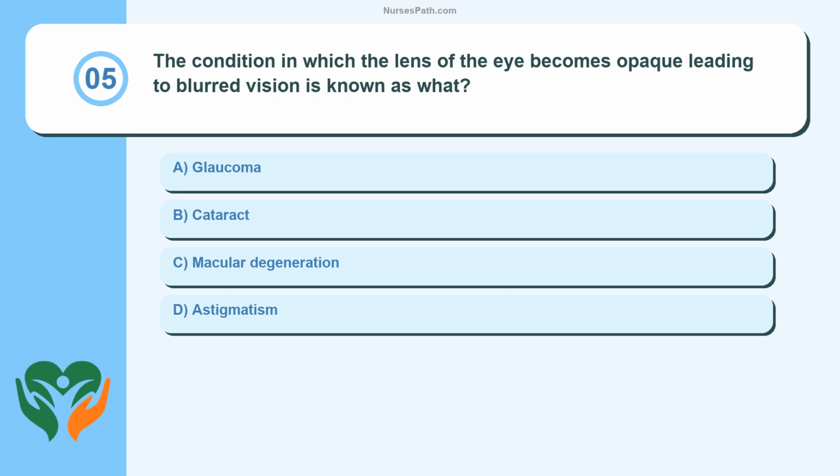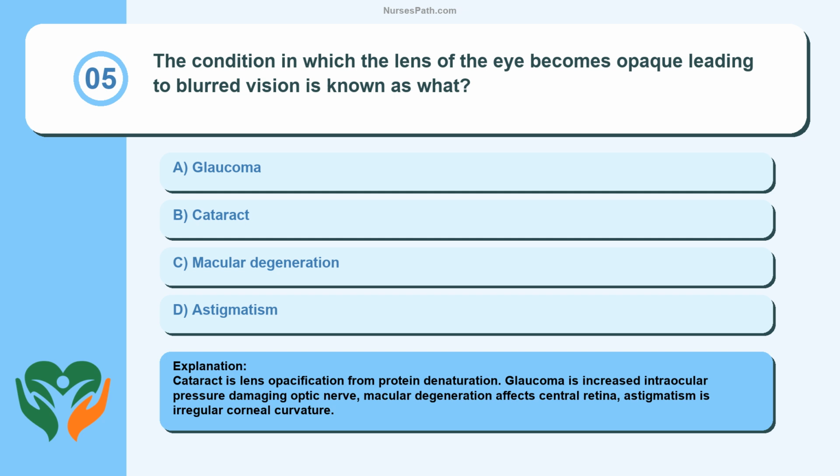Question 5. The condition in which the lens of the eye becomes opaque leading to blurred vision is known as what? Glaucoma, cataract, macular degeneration, astigmatism. Cataract is lens opacification from protein denaturation. Glaucoma is increased intraocular pressure damaging the optic nerve. Macular degeneration affects the central retina. Astigmatism is irregular corneal curvature.